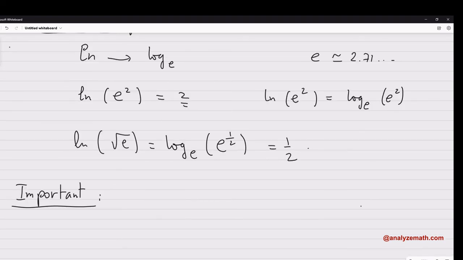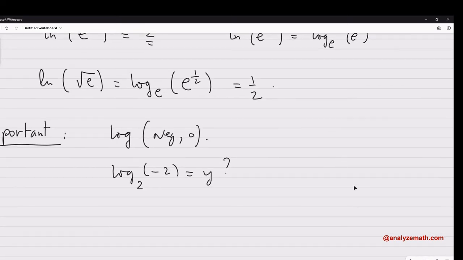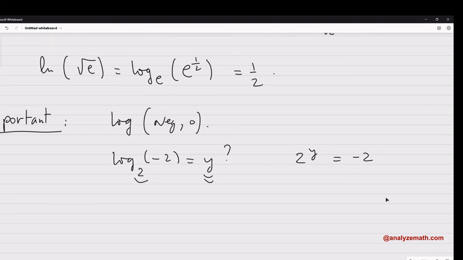Now something important, can we take the log of a negative number or zero? Let's see. Log of minus 2, let's say log base 2 of minus 2. Can I find this? Let's see. I express this in exponential form. So the base 2 to the power y must give me negative 2. Now, because the base is positive, this can never give you a negative number.